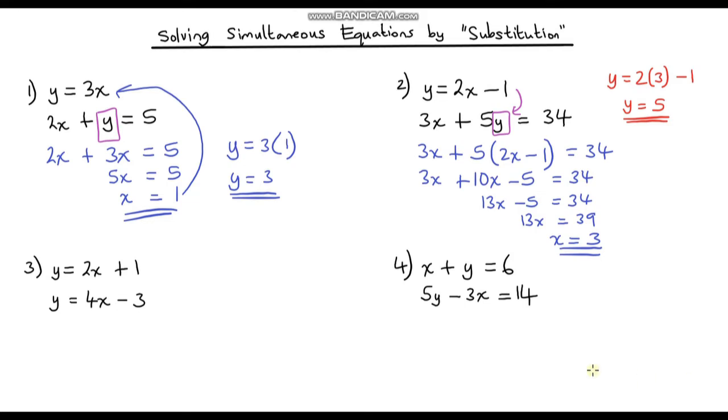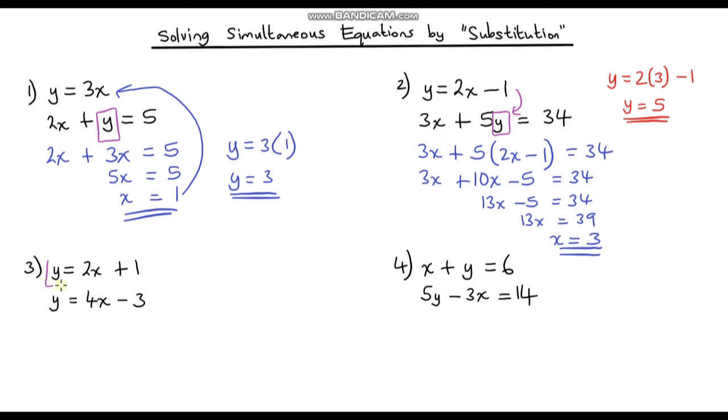Okay, let's look at question 3. So here we've got y equals 2x plus 1. So again, wherever we see a y in our second equation, we can just replace that with 2x plus 1. Or we could just do it the other way around. So we know that y equals 4x minus 3.